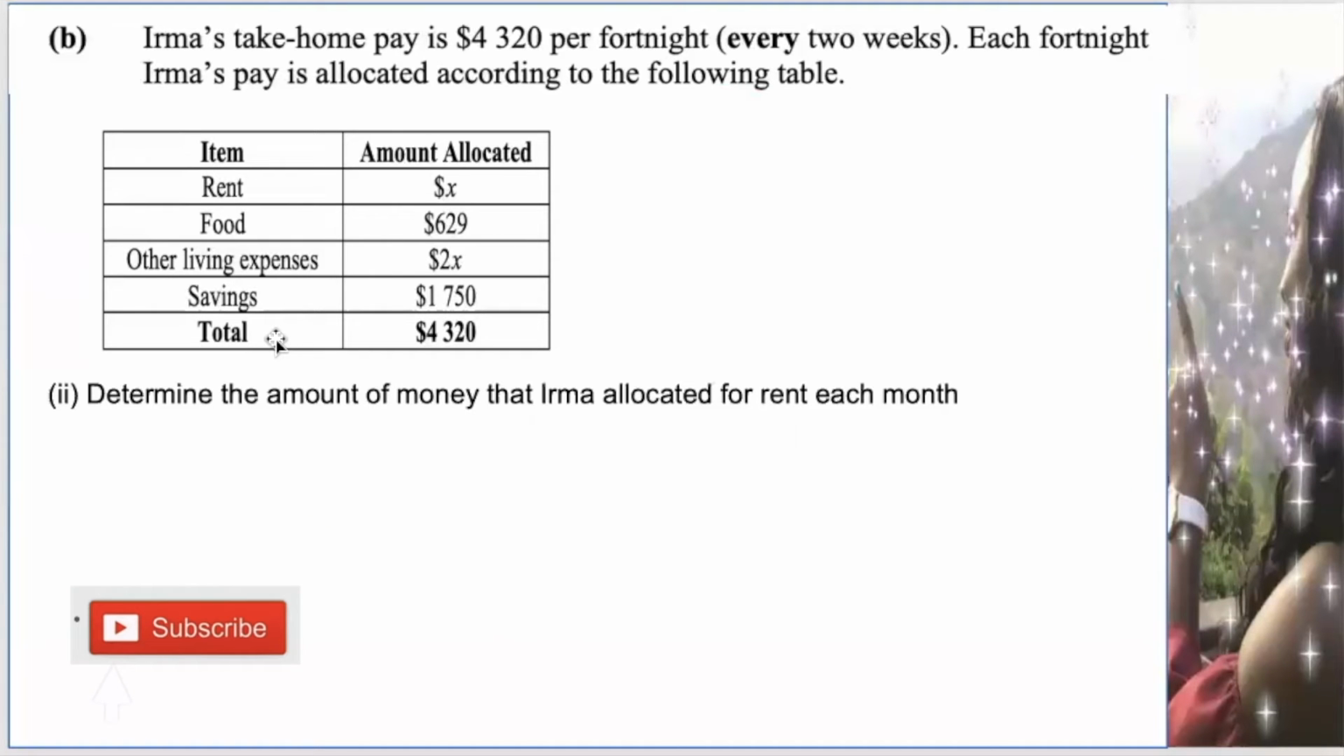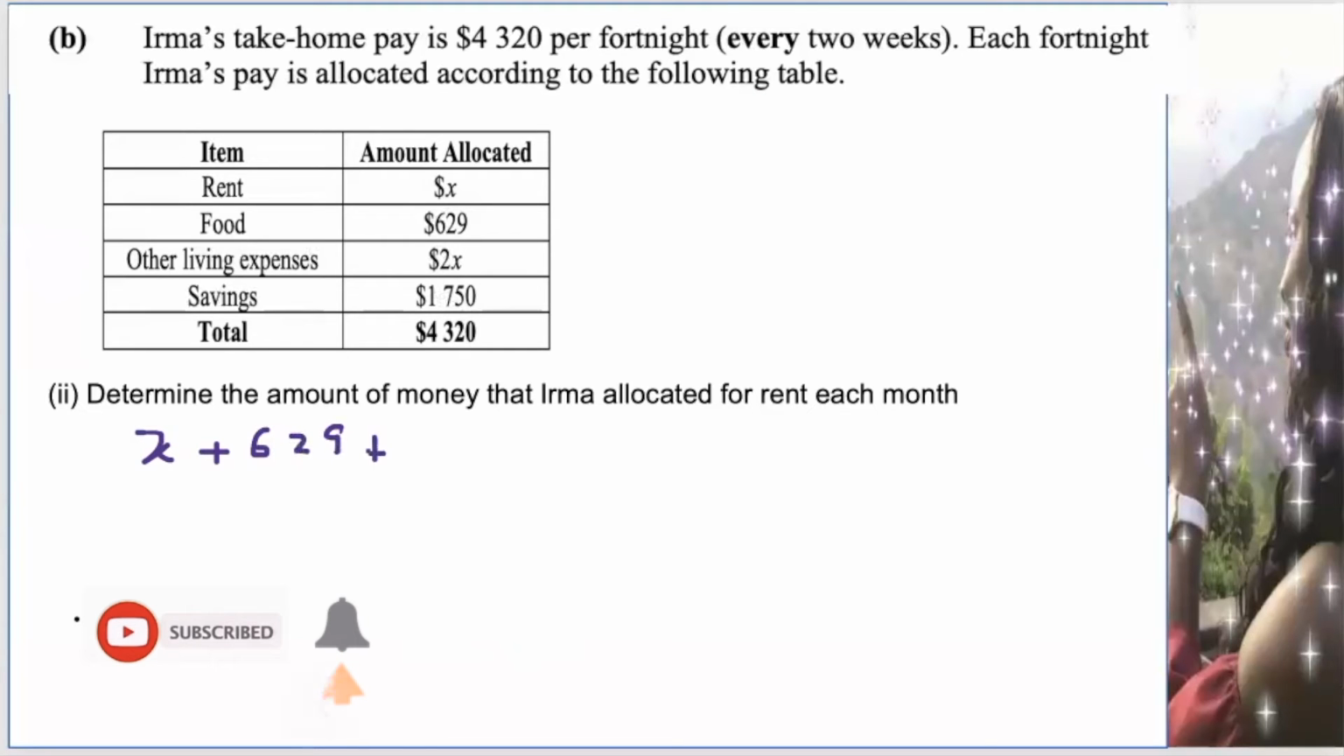Now for this question, we are going to add the amount allocated, because when we add that, we'll get the amount that she gets for the 2 weeks. So remember, we know that X plus $629 plus 2X plus $1,750, that will give me $4,320. That's what it's saying.